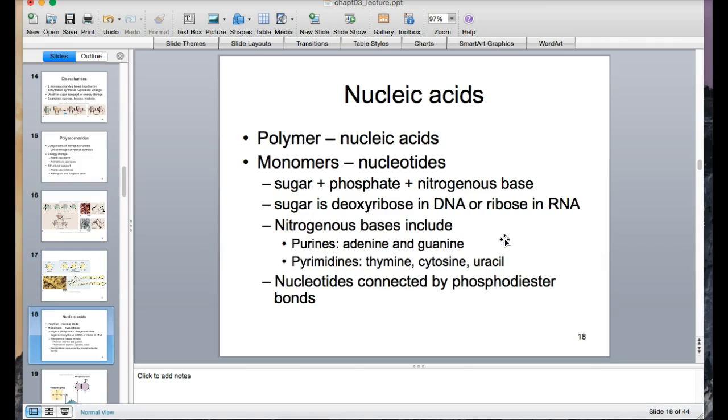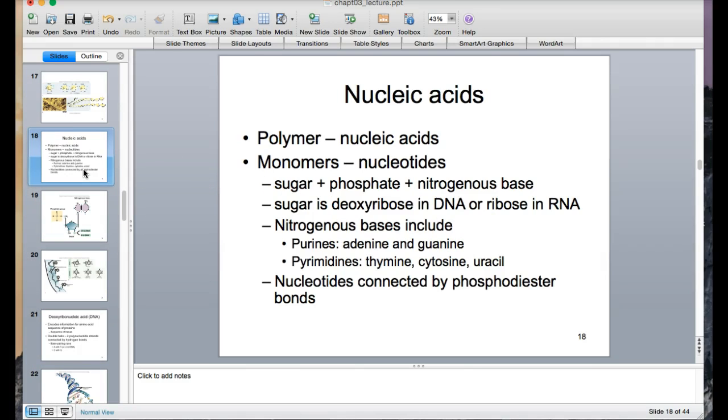Our next group, of course, would be the nucleic acids. Nucleic acids is the group that's often forgotten. The polymer itself is called a nucleic acid. This would be DNA, RNA. The monomers that make nucleic acids are called nucleotides. And basically we know that those monomers are made of a sugar plus a phosphate and a nitrogenous base.